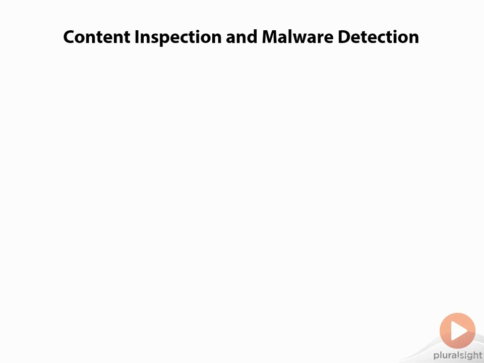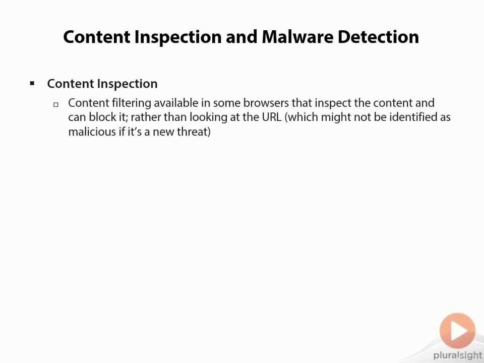Okay, next thing would be content inspection and malware detection. Two things that you need to know about for the exam as well. Content inspection is going to be a content filtering that's available. Some web browsers, some are better than others, obviously, but it inspects the content and can block. Rather than just looking at the URL, which might not be identified if malicious, by the way.